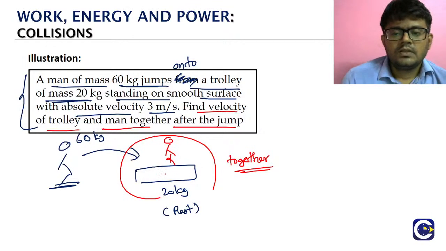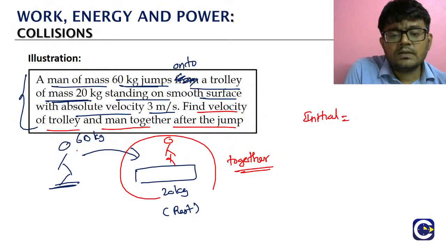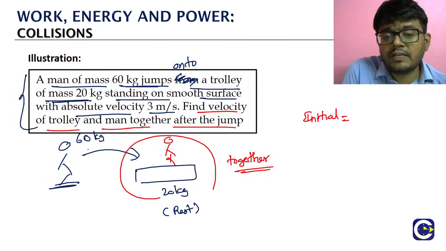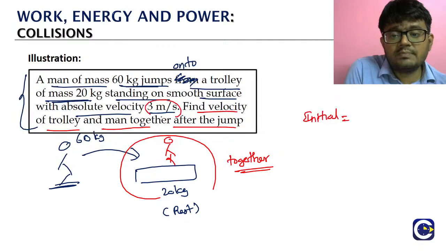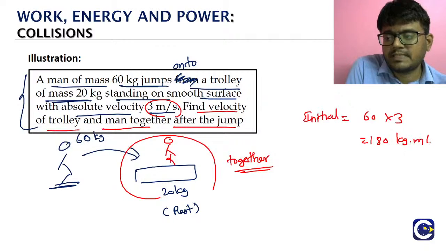If you look at the initial case, what is the momentum? There is only going to be momentum for the man, because the trolley is at rest. He is jumping with an absolute velocity of 3 meter per second. So the momentum will be 60 into 3. Everything is in the SI system. So that will be 180 kg meter per second.